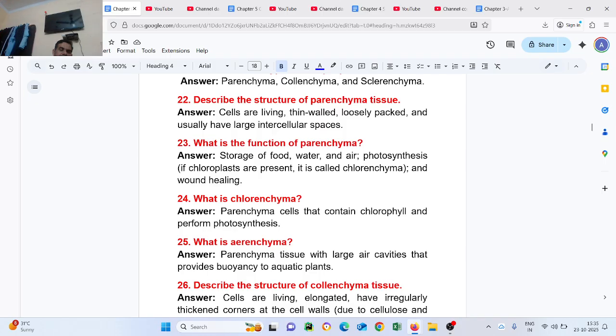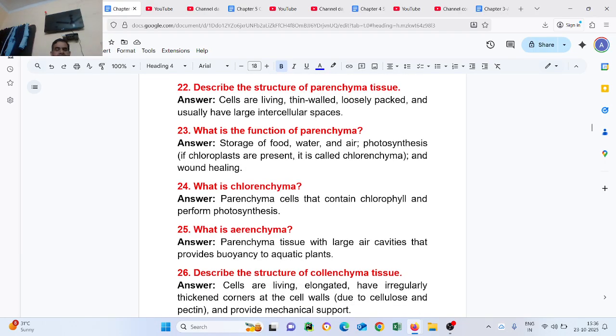Question number 25. What is aerenchyma? Answer: parenchyma tissue with large air cavities that provide buoyancy to aquatic plants is called aerenchyma.